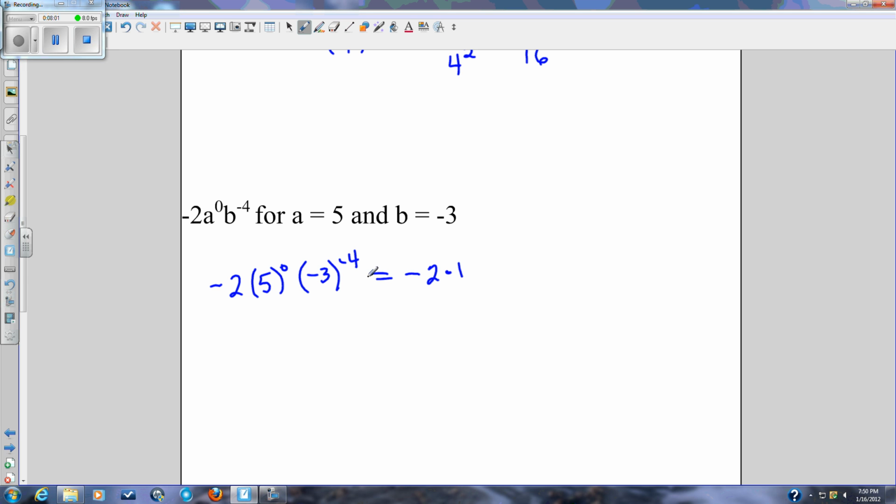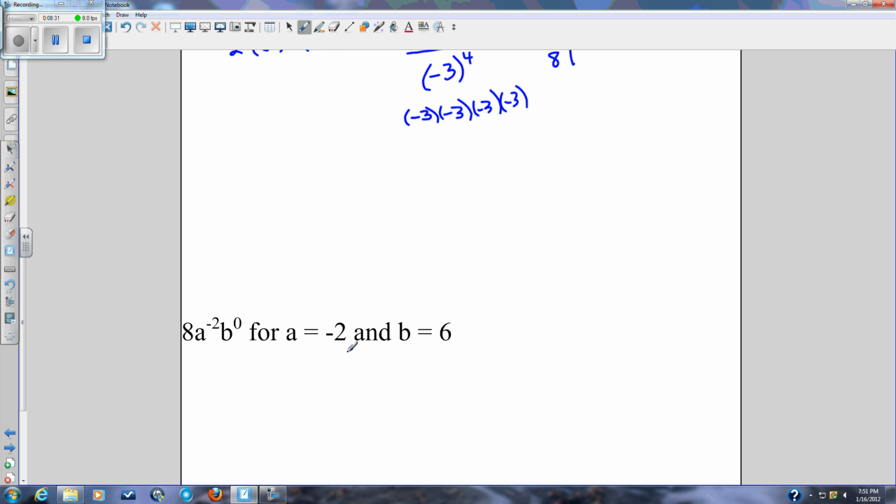Negative 3 to the negative 4, that needs to move to the denominator. So it becomes negative 3 to the positive 4 once it moves. So we end up with, in simplifying it, negative 2 over negative 3 to the 4th power, which is negative 3 times negative 3 times negative 3 times negative 3, gives us positive 81. So we have negative 2 over 81.